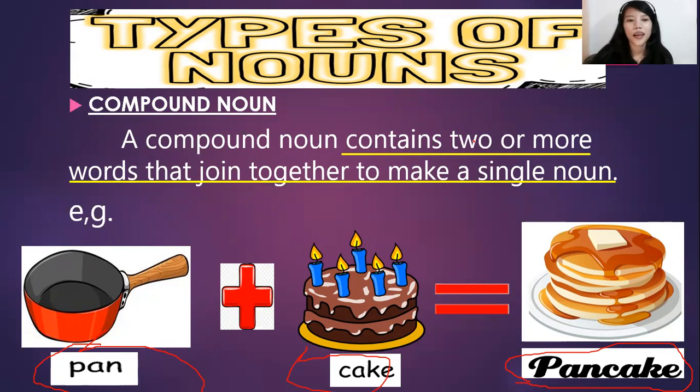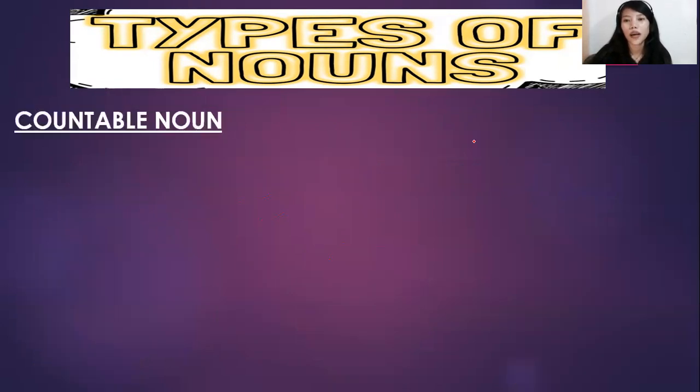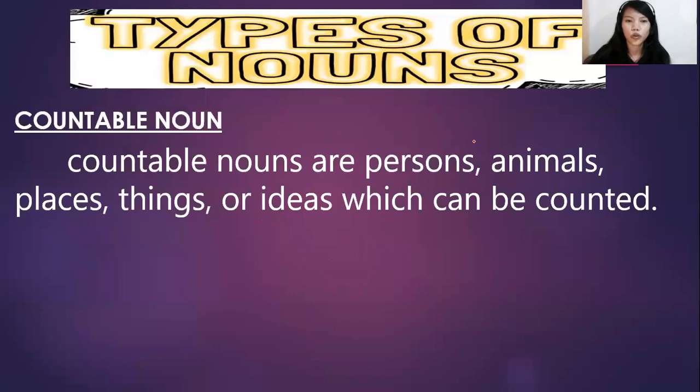And the next type of noun, we have the countable noun. What is a countable noun? Countable nouns are persons, animals, places, things, or ideas which can be counted. Basically, from the word itself, count, these are nouns that we can count. Anything that we can count is what we call a countable noun.